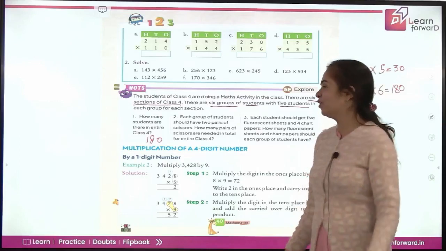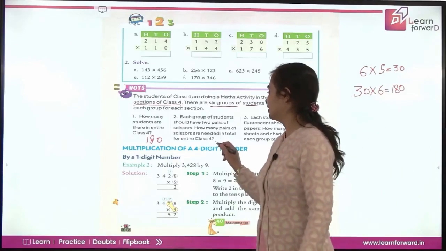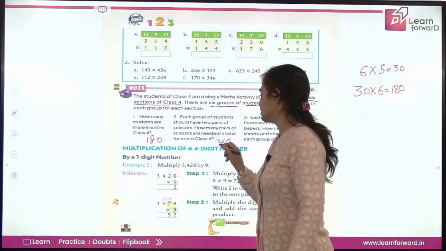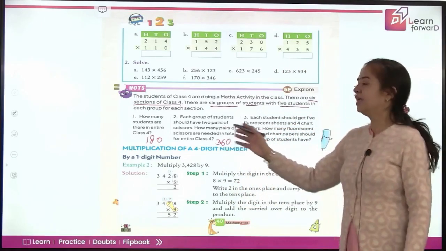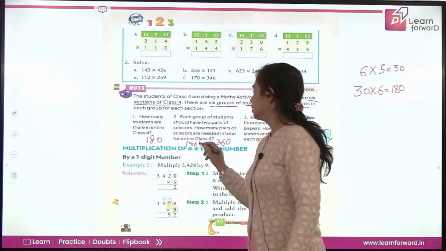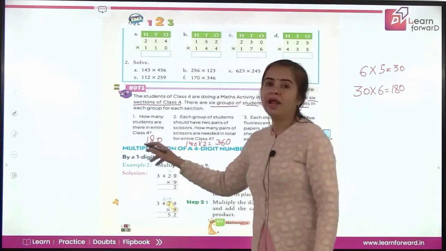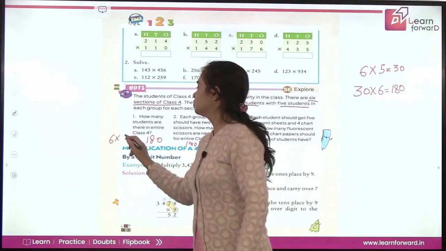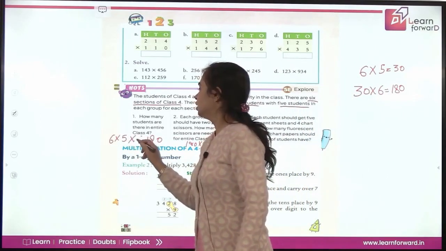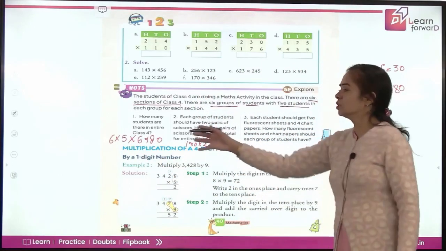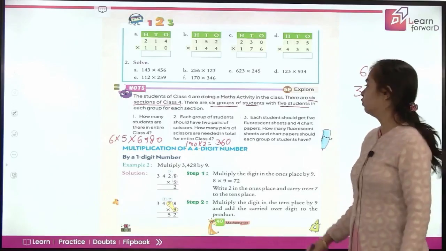Multiply and get your answer. I am already there with it. This is 360. 180 times 2 is 360. And how did you get this? This is 6 times 5 in one section times 6 in 6 sections together. So this is the total strength of grade 4.